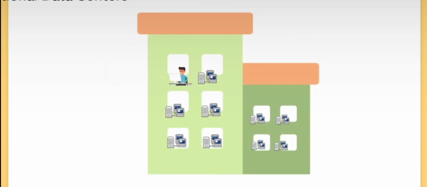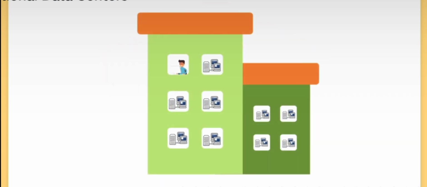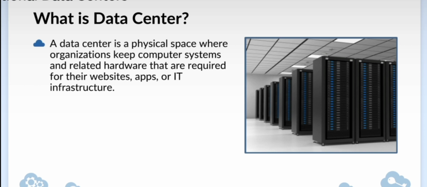This worked well in the beginning, but there were times when the garages were packed with computers and there was no space left to accommodate new computers. So they moved these computers to a bigger space or a building that could accommodate the hardware based on the demand. Hence, a physical space where organizations keep the computer systems and related hardware required for their websites, apps, or IT infrastructure is known as a data center.